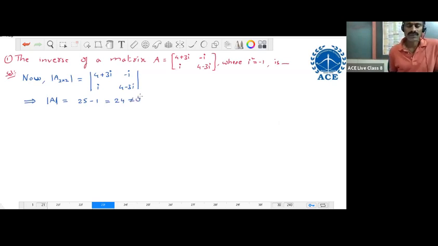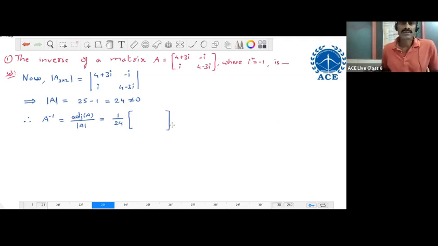We can now write the inverse of the matrix. Therefore, A inverse, using the adjoint method, is given by adjoint of A divided by determinant of A. This is equal to 1 by 24 into the 2 by 2 adjoint matrix. Already we know the method of finding the adjoint matrix for 2 by 2.